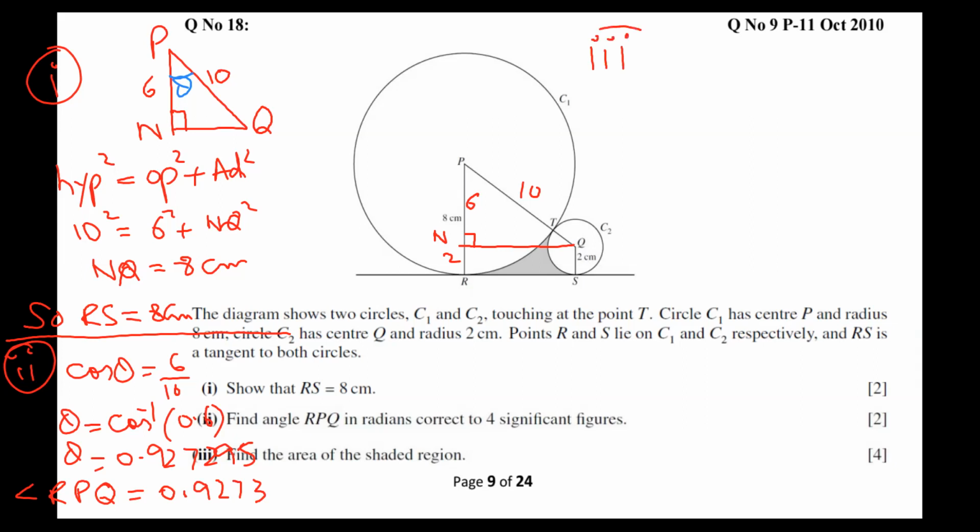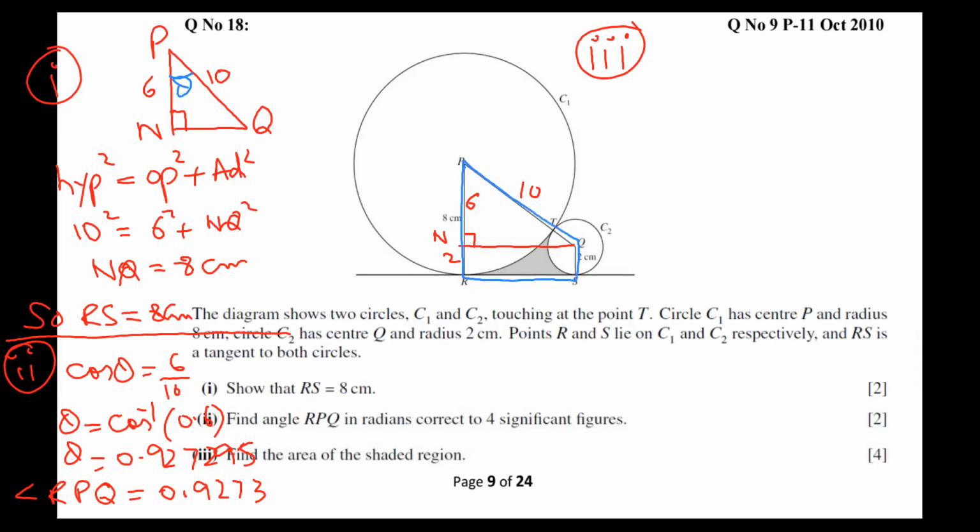Part number three is a little tricky. That is why it's 4 marks. He said shaded area. So what is the shaded area? You can see the shaded area is this one. What's the plan? The plan is so simple. Look here, I change the color of the pen so I can explain.